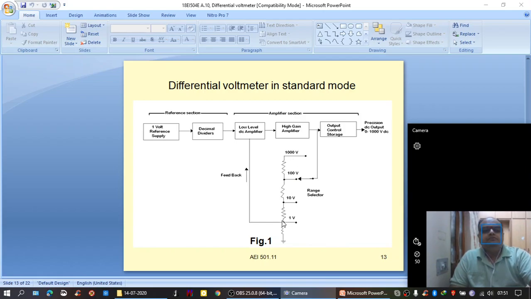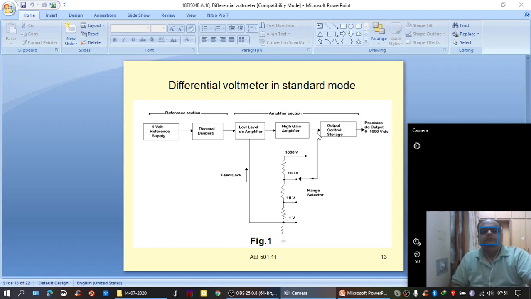Now, as long as the output is at 1000 volts, there would be some fraction of that 1000 volts here. That fraction of 1000 volts is compared with the decimal divider output. So here this is the difference. As long as the output is maintained exactly at 1000 volts, the voltage here would be a predetermined value, let it be some E1. And that voltage is amplified to produce 1000 volts.